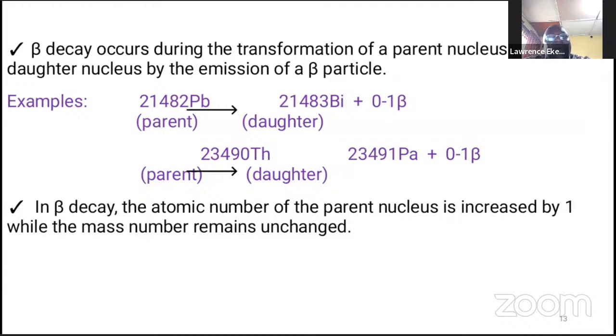So there are two major radioactive decays. We have alpha decay, where an alpha particle is removed from the parent nucleus to form the daughter nucleus. And for beta decay, the parent nucleus will lose a beta particle in the course of radioactive decay. In this case, the atomic number will increase by 1, but the mass number will remain unchanged.